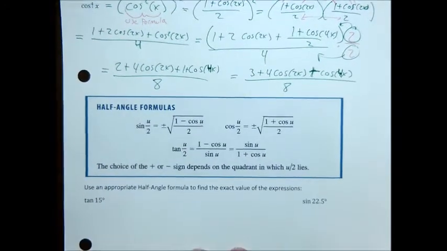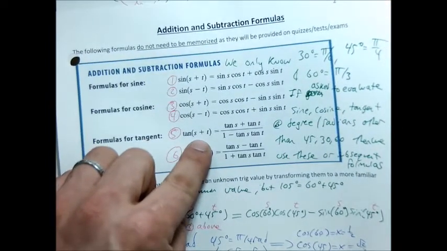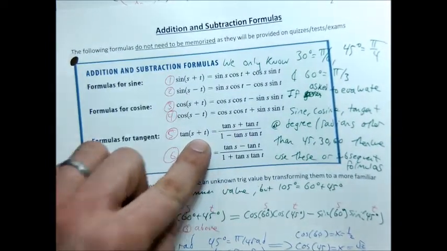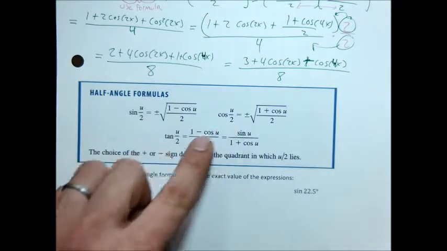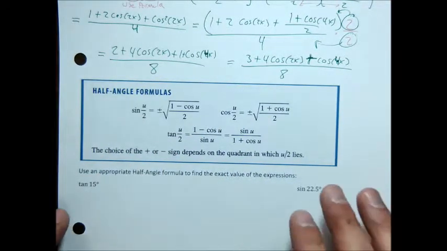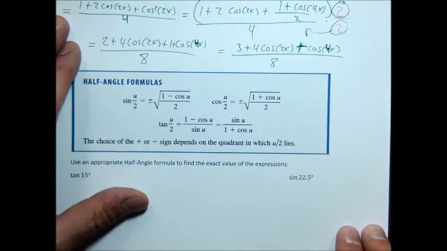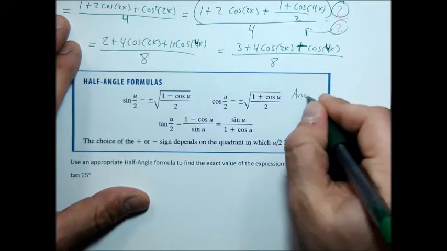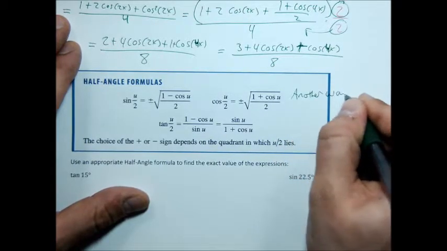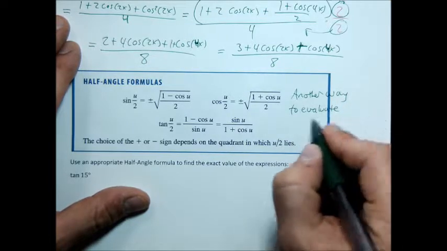And so this is the same, very similar idea, except instead of changing things to adding or subtracting inside a trig function, we change it to dividing by 2 inside a trig function. So we're dividing by 2 instead of adding and subtracting. So this is just another way to evaluate trig functions at strange values.